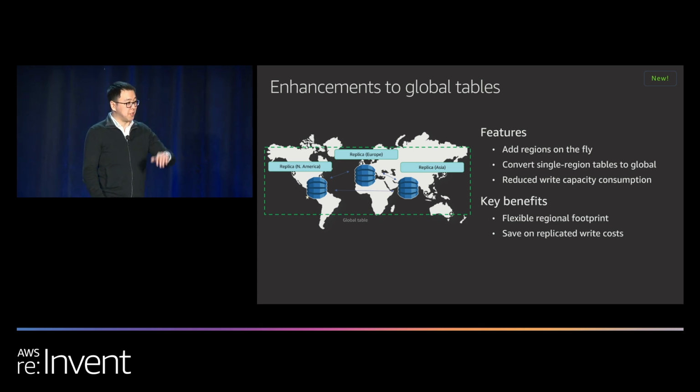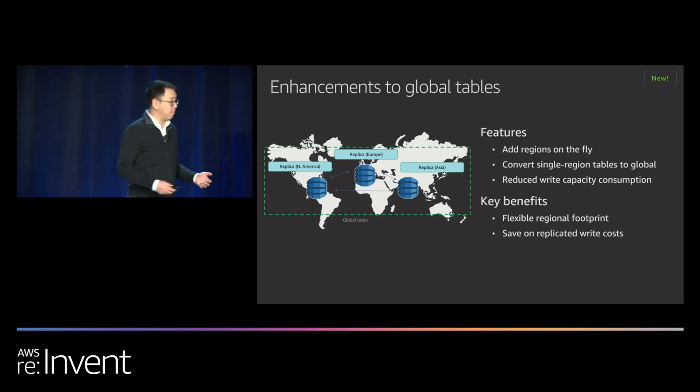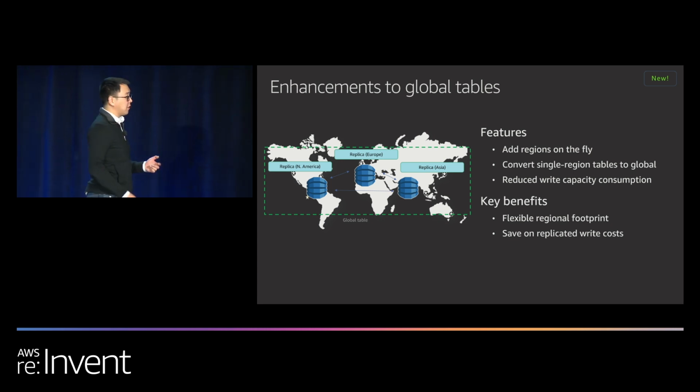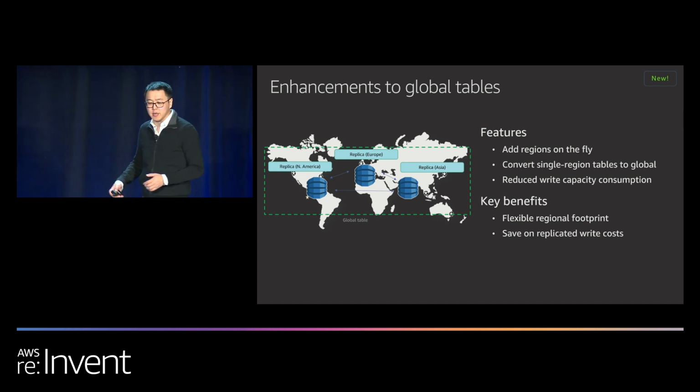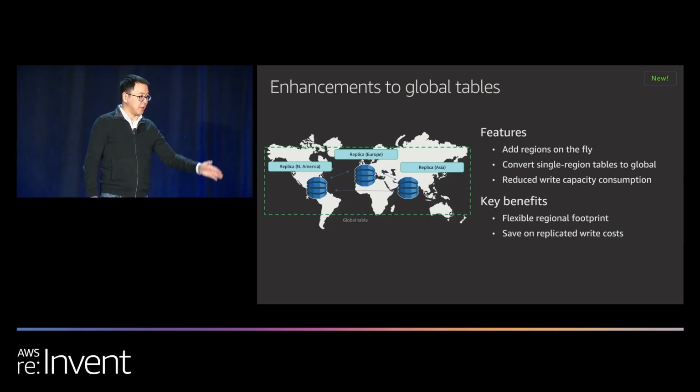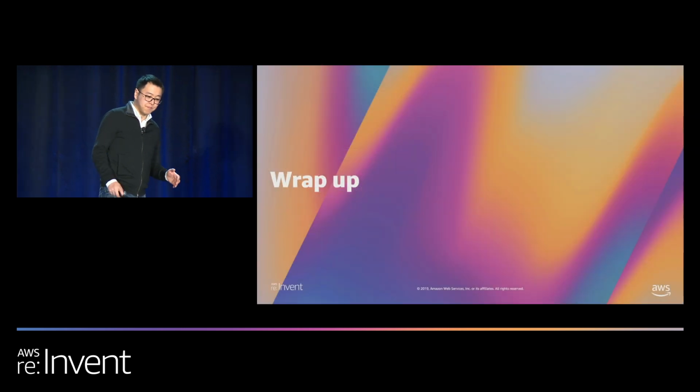So if you're using global tables, or you have a workload that would benefit from global tables, for example, if you have a need for multi-region disaster recovery, or if you have an application that requires deployment across multiple regions for maximum low latency and data locality to serve your customers in Virginia and Europe and Tokyo with the nearest possible region, consider using the latest version of global tables.